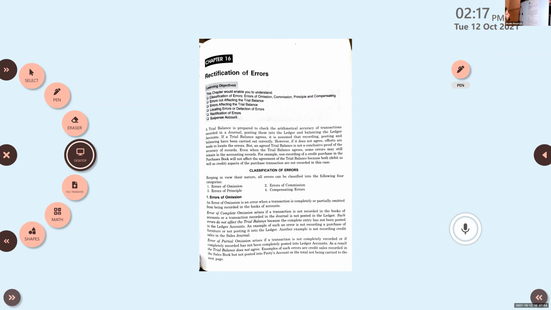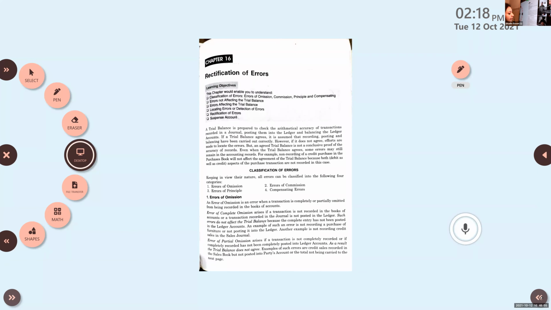All the errors can be classified into four categories. How many categories, Rahul? Four categories. Okay, so please take down these four. Number one, errors of omission. Errors of commission, errors of principle, compensating errors. So, these are the different types of errors: errors of omission, errors of commission, errors of principle, compensating errors.